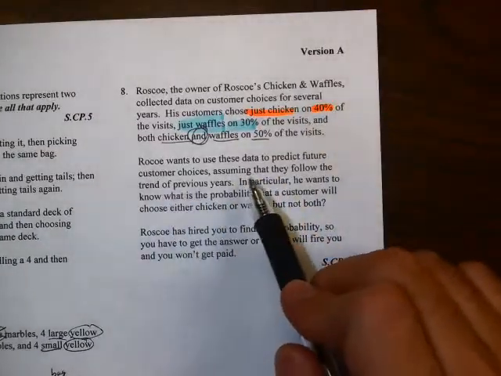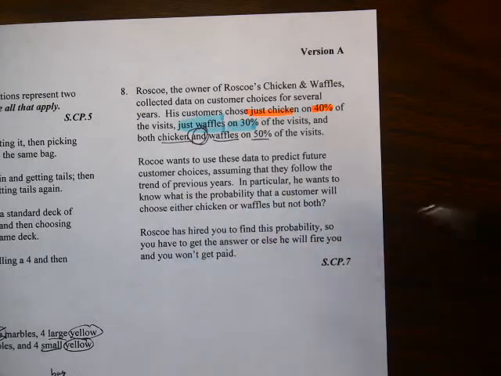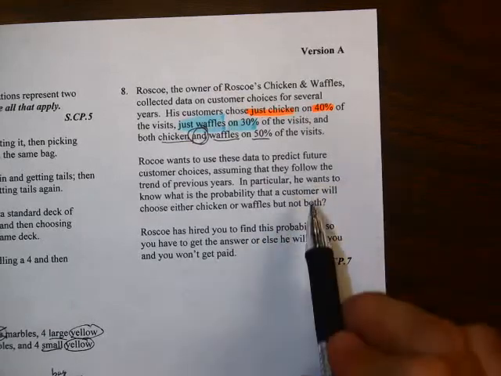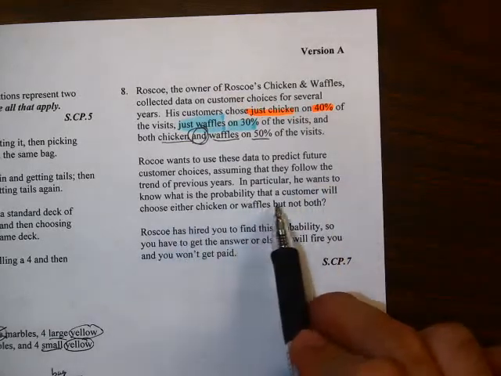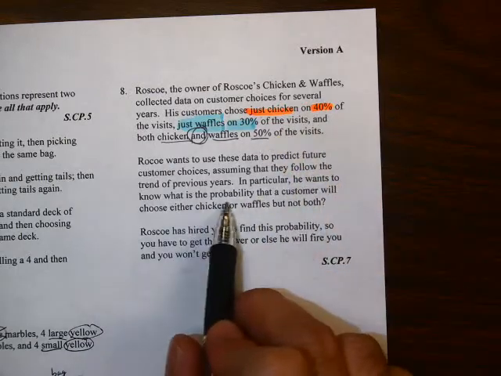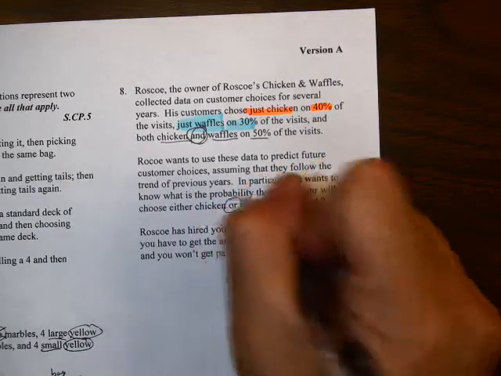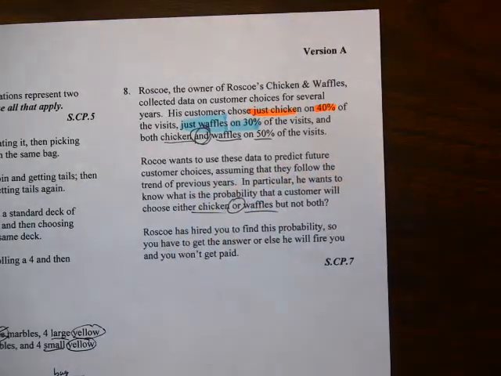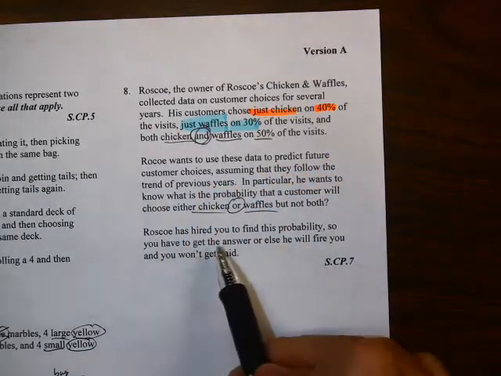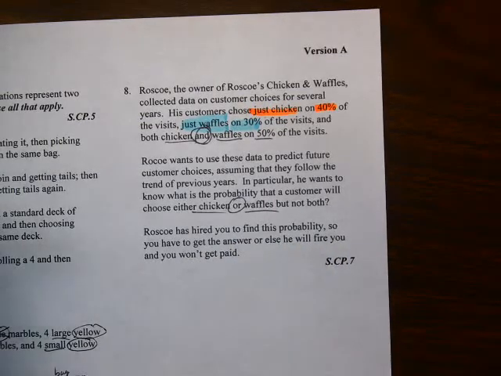Roscoe wants to use these data to predict future customer choices, assuming that they follow the trend of previous years. In particular, here's our question that we have to answer. What is the probability that a customer will choose either chicken or waffles? So we're finding an or probability. Roscoe has hired you to find this probability, so you'll have to get the answer or else he will fire you and you won't get paid.